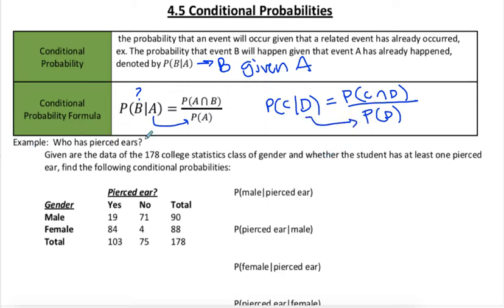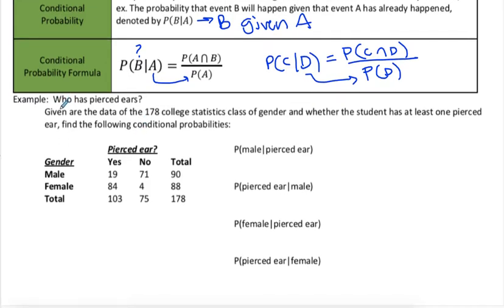Here is our example, who has pierced ears. Given here are the data of 178 college statistics students by gender, male and female, and whether the student has at least one pierced ear. We've looked at this result before. Find the following conditional probabilities. What's the probability I would choose a male given they have a pierced ear? This would be the probability of male and pierced ear, I'm just going to use E, out of the probability of getting a pierced ear.